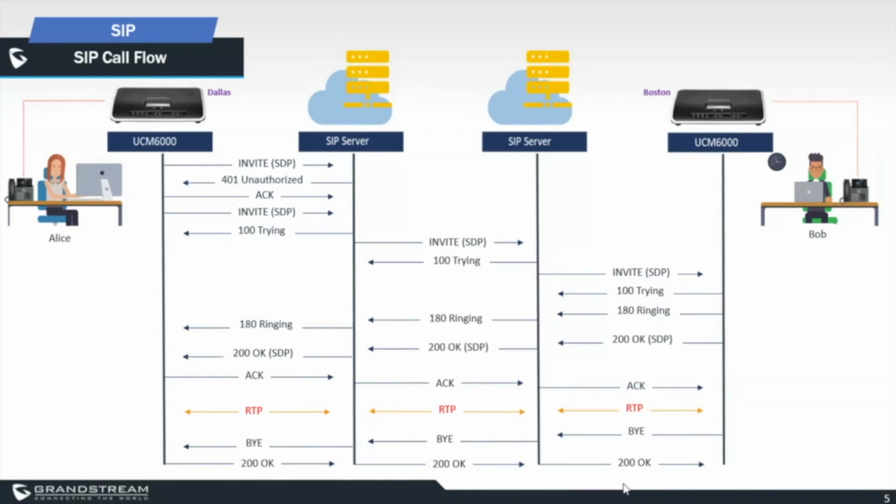So here I intentionally did not include the call dialogues between the IP phones and the UCM, but it is pretty much similar to the call dialogue between the UCM and the SIP servers. I just didn't want to make it too crowded, so we're going to focus on the traffic between the UCM and the SIP server. So the UCM in Dallas sends an invite to the SIP server that it is registered to.